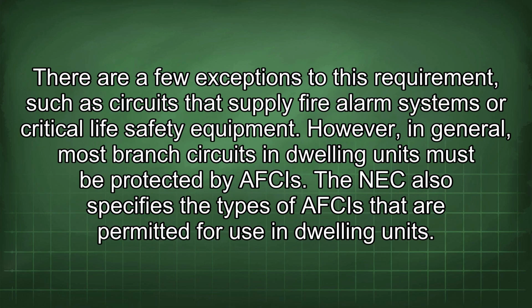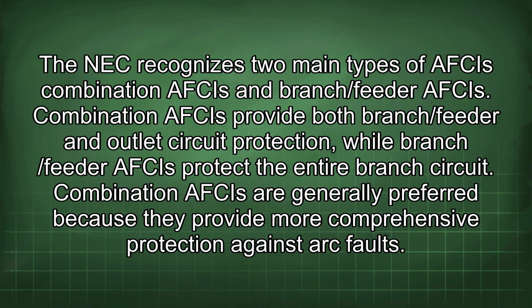There are a few exceptions to this requirement, such as circuits that supply fire alarm systems or critical life safety equipment. However, in general, most branch circuits in dwelling units must be protected by AFCIs. The NEC also specifies the types of AFCIs that are permitted for use in dwelling units. The NEC recognizes two main types of AFCIs: combination AFCIs and branch/feeder AFCIs.